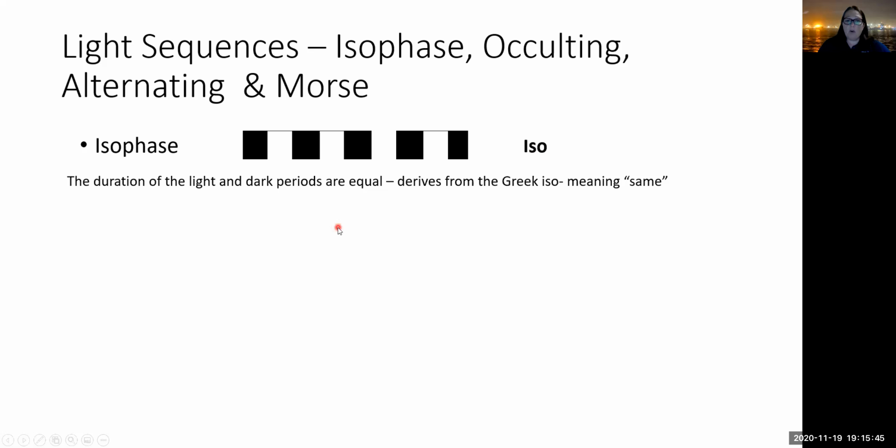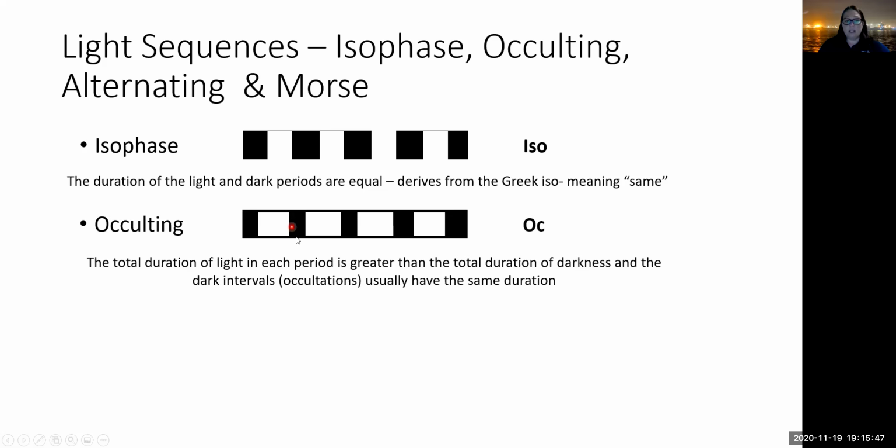Then we move on to our occulting. Our occulting is where our total duration of light is more than the darkness, okay? And this is where the dark intervals, these occultations, usually have the same duration. There are a lot of different ways of remembering this one. We think of it a little bit like the occult, the dark side. It almost flashes dark. So the light will be on for a period, it will blink off, and then it will come back on again.